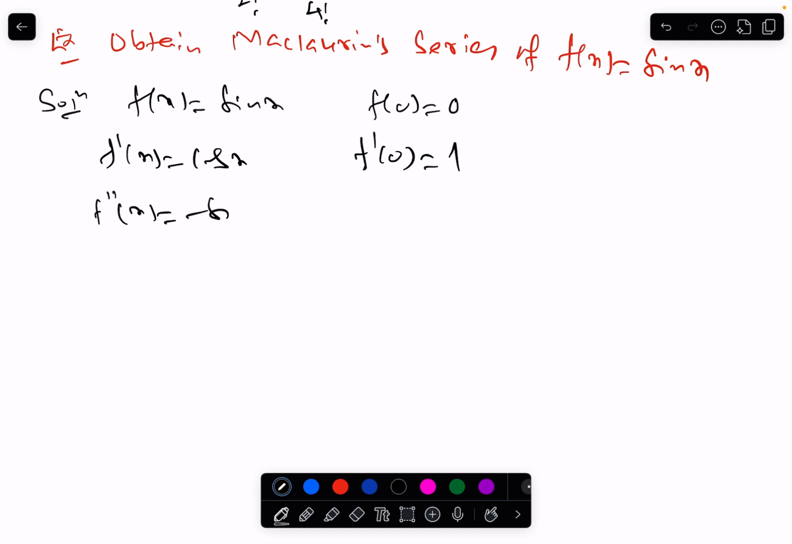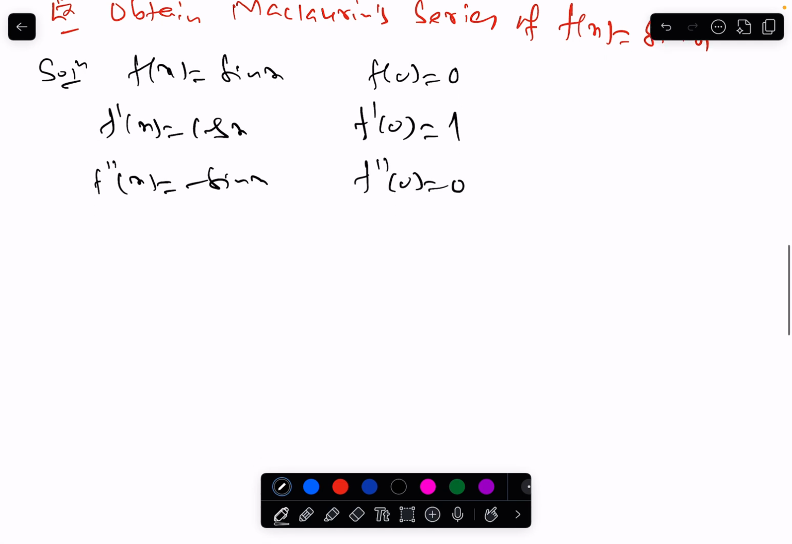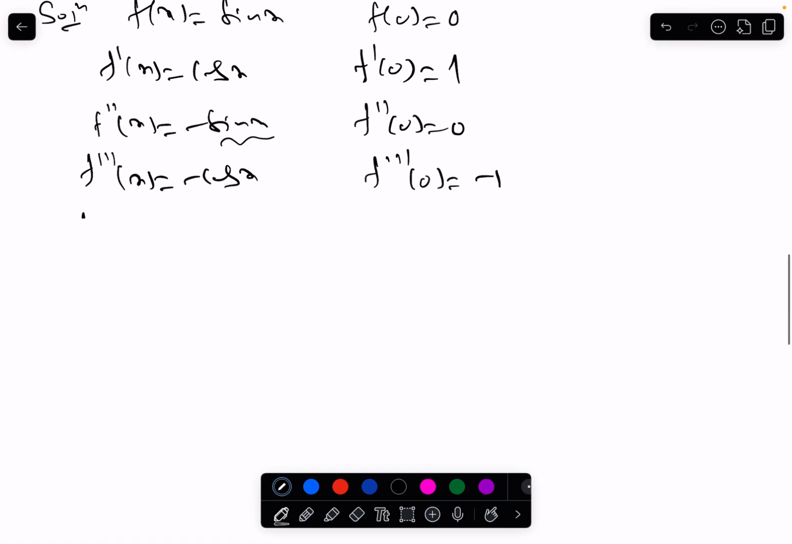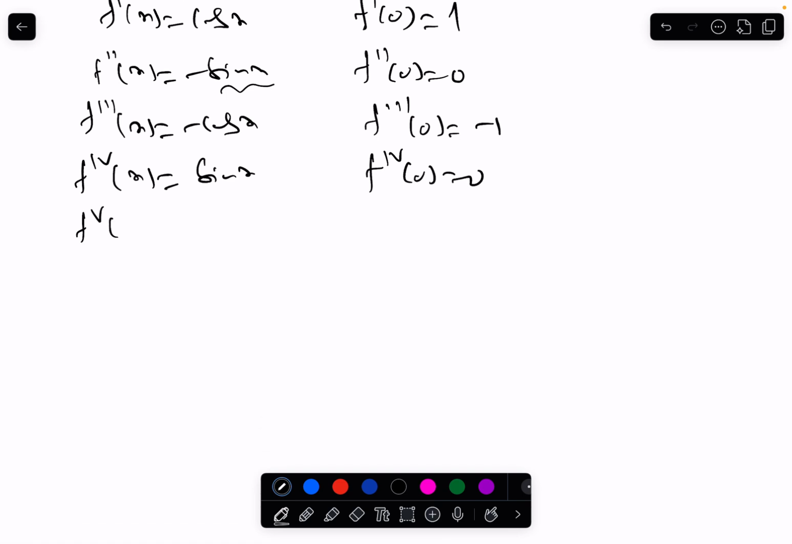Second derivative is minus sin x. Its value at 0 is 0. Third derivative is, derivative of sin x is cosine x, negative sign is there. So its value at 0 is minus 1. So fourth derivative is sin x. Its value at 0 is 0. So fifth derivative is cosine x. Its value at 0 equal to 1, and so on.